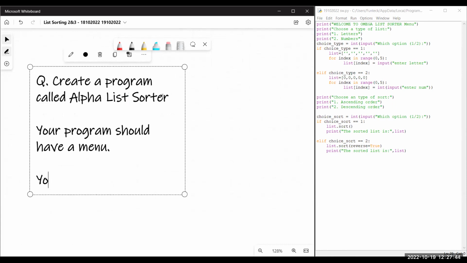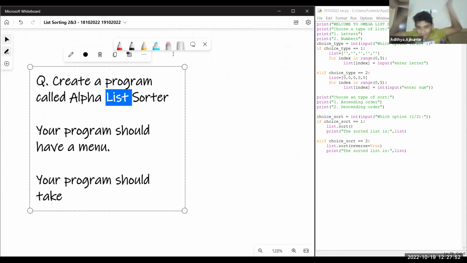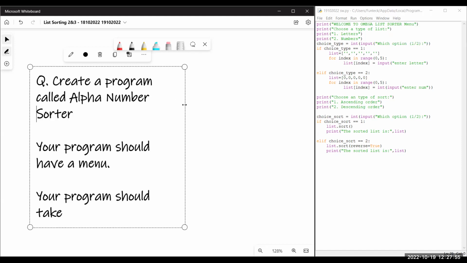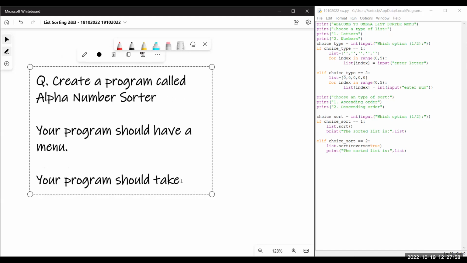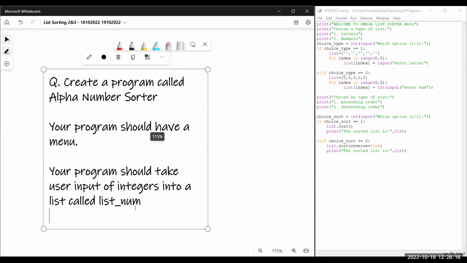Okay. Your program should take, or let's say, alpha number sorter. Okay. Alpha number sorter should take user input of numbers, of integers, into a list called List. Then the program should ask whether ascending or descending sort.